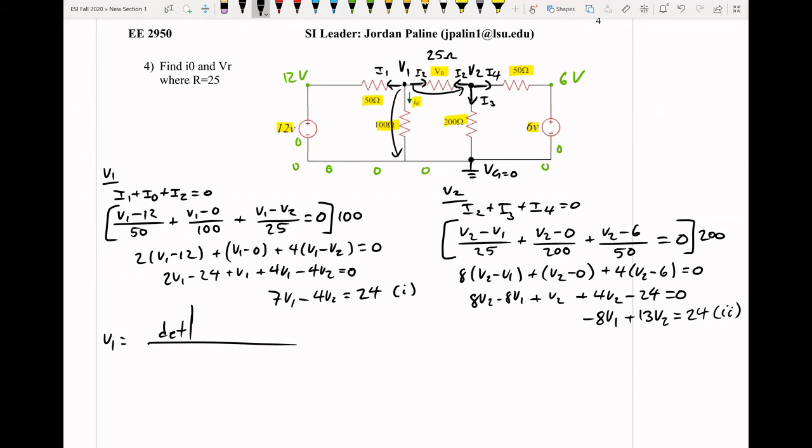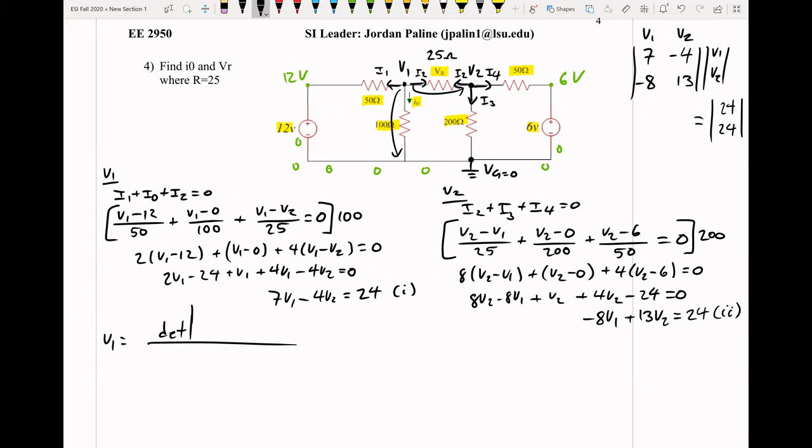And I'll write the matrices up here. So this would be 7, -4, -8, 13, times V of 1, V of 2, and that'll be equal to 24, and then 24. This column's V of 1, this column's V of 2.